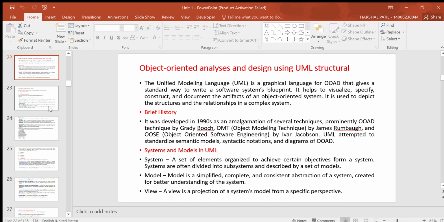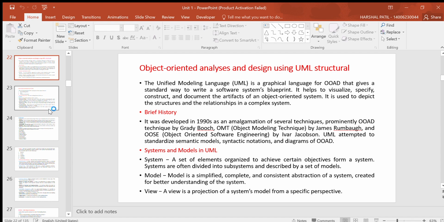It helps to visualize, specify, construct and document an artifact of an object-oriented system. It is used to depict the structure and the relationship in a complex system. Brief history काय आहे बघू.